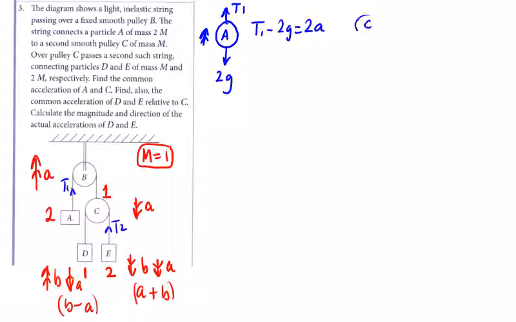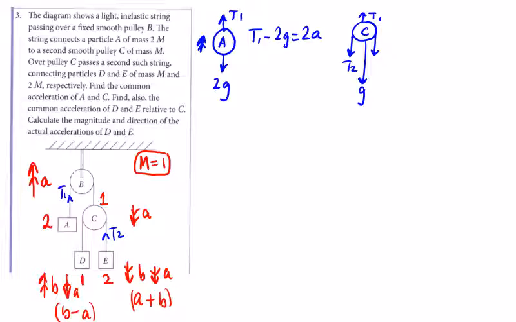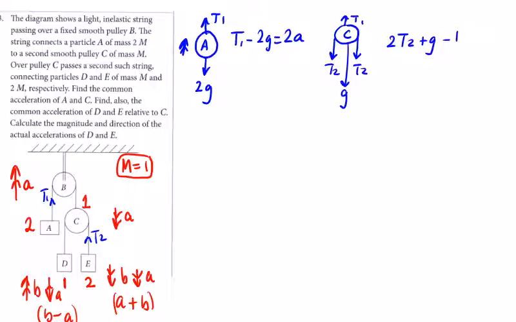Let's look at C. With one string going up, 2 going down. C's weight is going down, or its mass is going down, times gravity. C is 1, so we just have 1g. So my equation for C: going down, 2T2 plus g, minus T1 going up, equals ma. C is 1, so just equals 1a, or a.